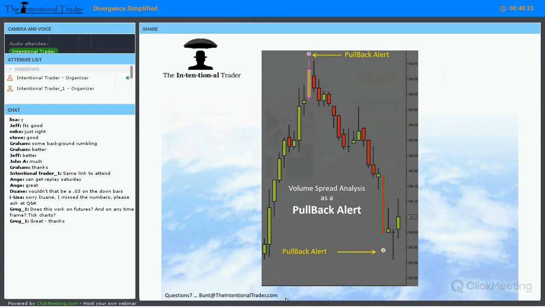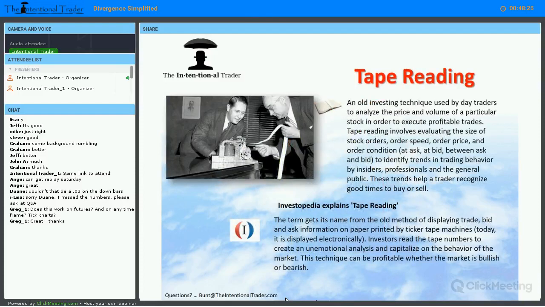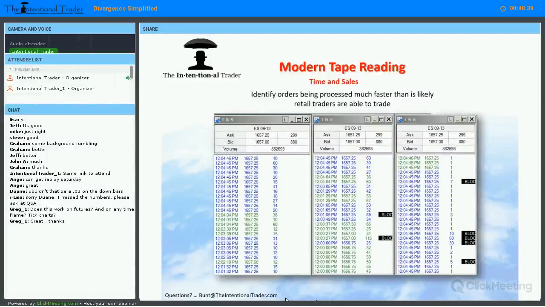Right? Same with tape reading. You know, tape readers have been around forever. Originally it was the guys that were reading the ticker tape to try to figure out what the big boys were doing. Well, we still have that information, and it's our time and sales. And you can see these aren't orders. Orders are the level 2 stuff. These can be, when you place an order, you can remove an order. These are actually processed trades that have gone through the exchange.